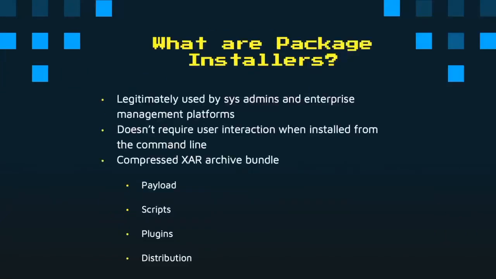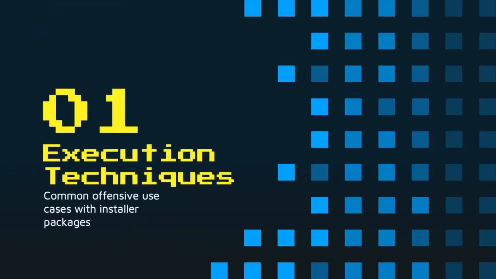So what are installer packages? Essentially, they are bundle files that are in a XAR archive format. They can have any number of files that will be installed on the system. They can contain installer scripts, like we said, the pre-install, post-install, or pre-flight. They can have those. They can also contain plugins, which I'll talk about today. Now we'll talk about some of the execution techniques that have already been covered today.